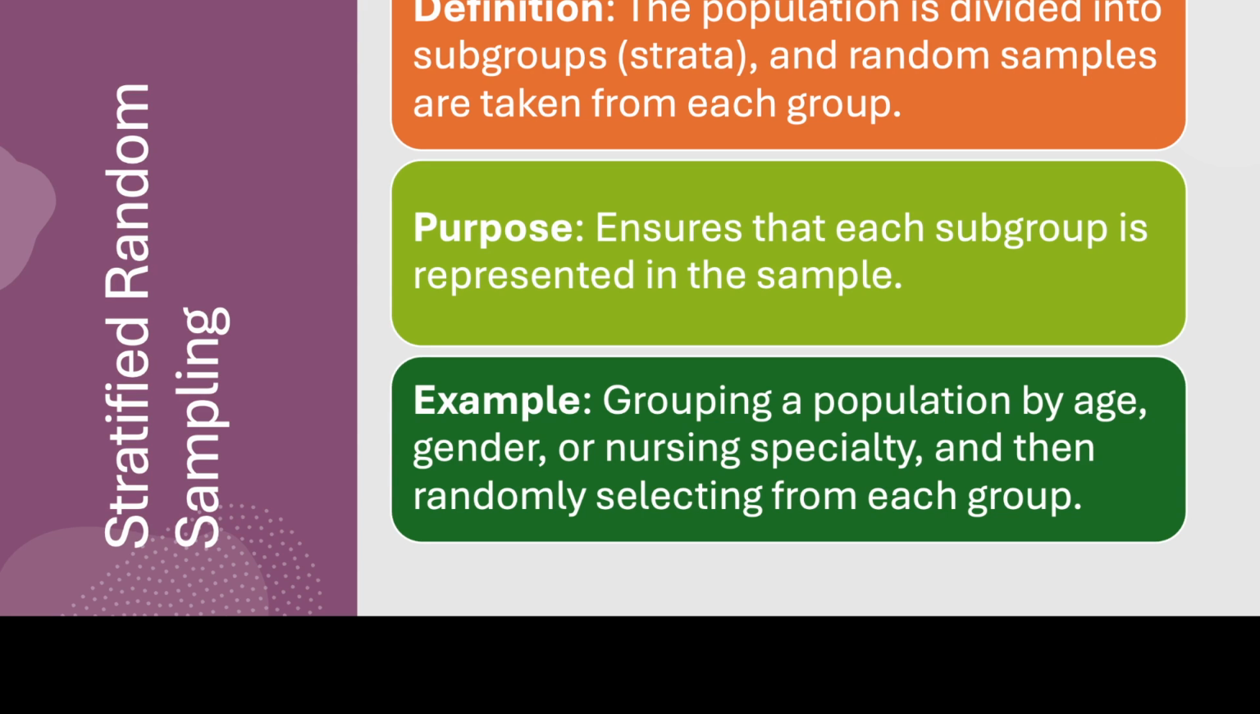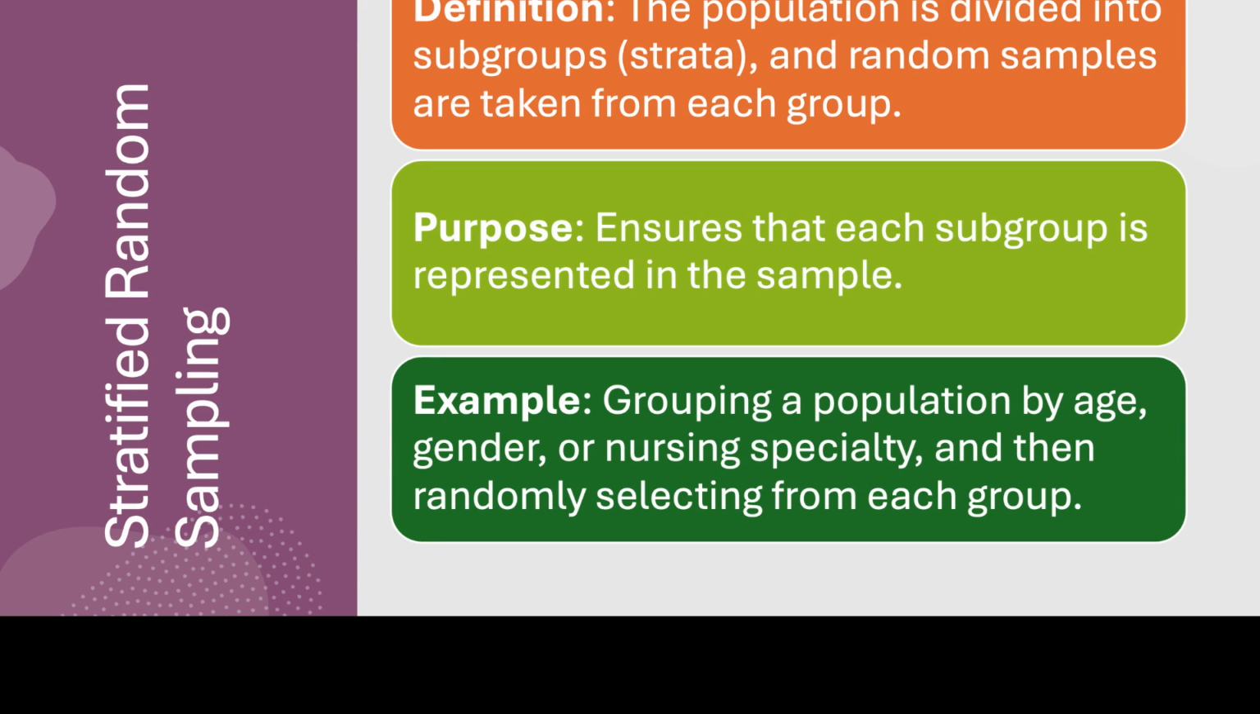So, say for example, what if during the random sampling it turned out, during the automation of the application, that a particular number is more into the HK scholars? So it's the HK scholars who are able to have a better conclusion. But what about the others? What about the rest of the scholarships that are being provided? So, grouping a population by age, gender, or nursing specialty, and then randomly selecting from each group.